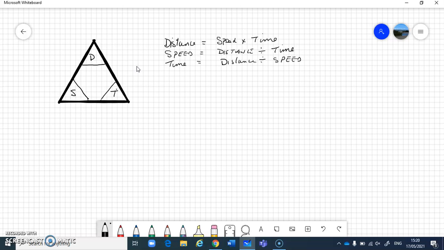So for instance, distance, which is up here at the top, is speed multiplied by time. And just remember that's the only one that uses a multiplication, okay? Speed, which is over here on the bottom left-hand side, well, it's D on the top and T on the bottom. It's distance divided by time. And then the time, which is over here on the right-hand side, well, that's distance divided by speed. Distance divided by speed. Correct that there.